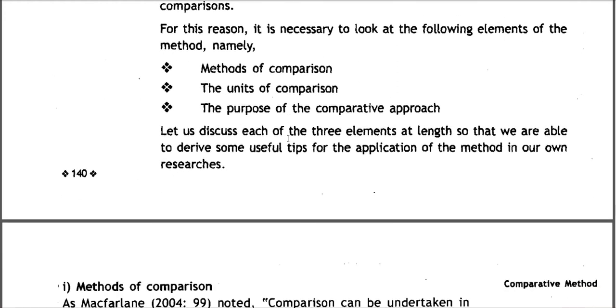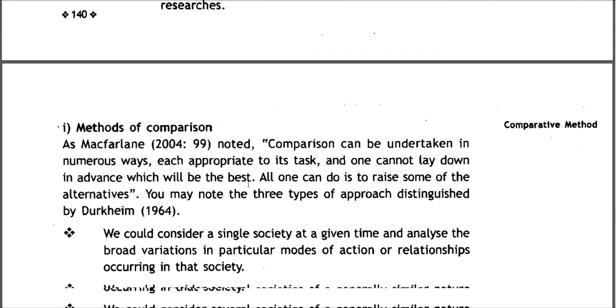For this reason, it is necessary to look at the following elements of method, namely method of comparison, the unit of comparison, and the purpose of comparative approach. Let us discuss each of these three elements at length so that we are able to derive some useful tips for the application of the method in our own researches.